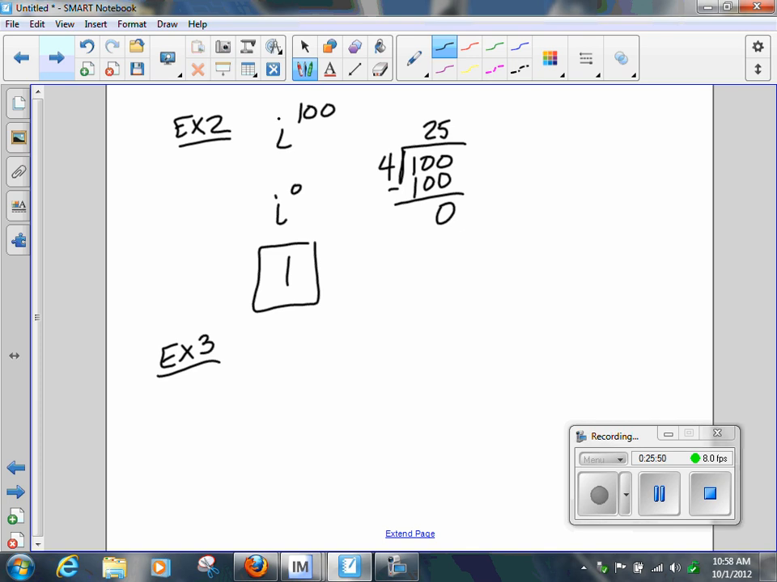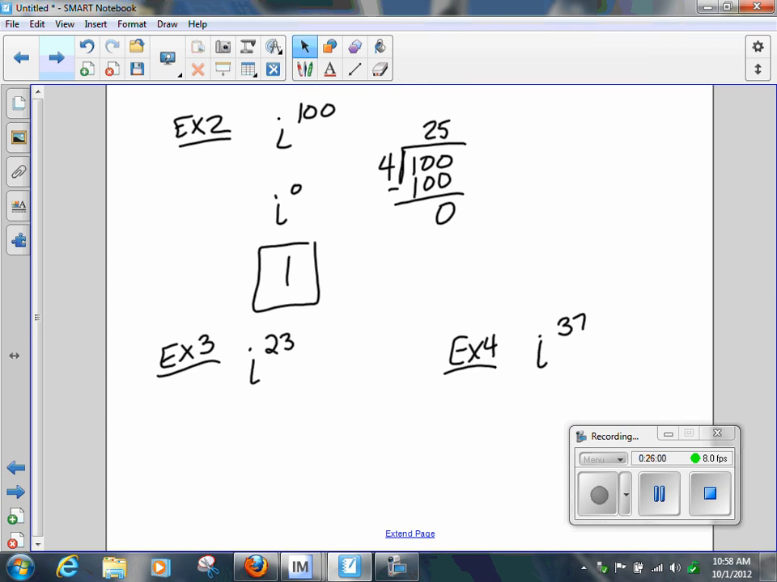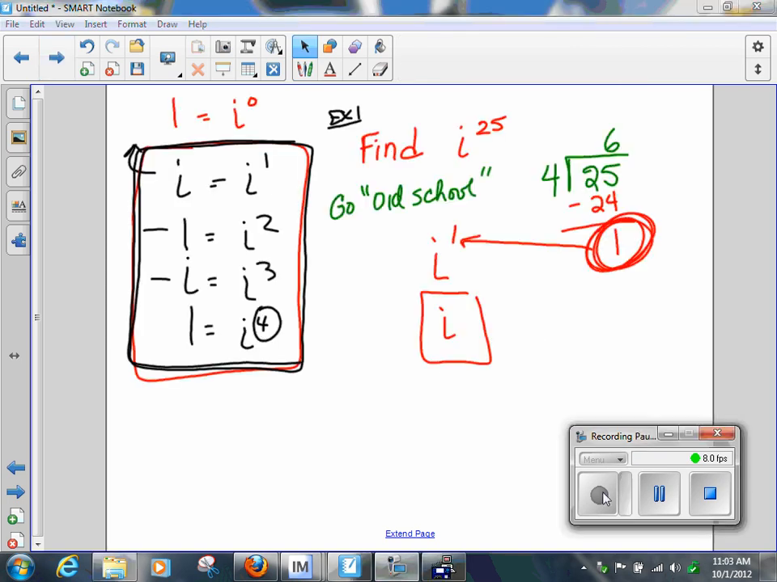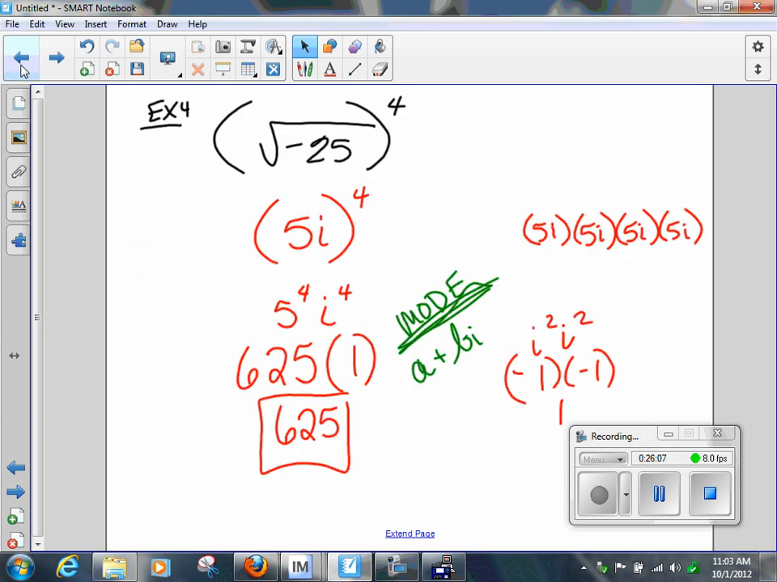How about this one? I'm going to give you 2 more. i to the 23rd, and then I want you to simplify i to the 37 power. Go. Record this. All right, so Dustin, you probably figured this out at home, you lucky dog.